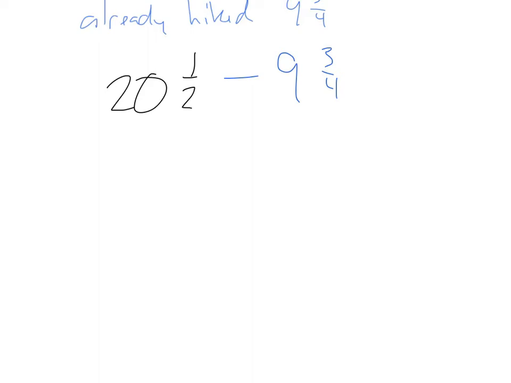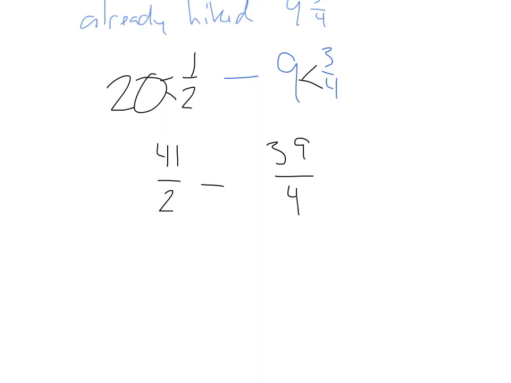All right, so I have mixed numbers. I'm probably going to turn those into improper fractions. For me, I think that's the best way to subtract when you have mixed numbers. So 20 and 1/2 would be 40 plus a 1, 41 divided by 2. You're going to subtract from that 4 times 9 is 36 plus a 3, which is 39 divided by 4.